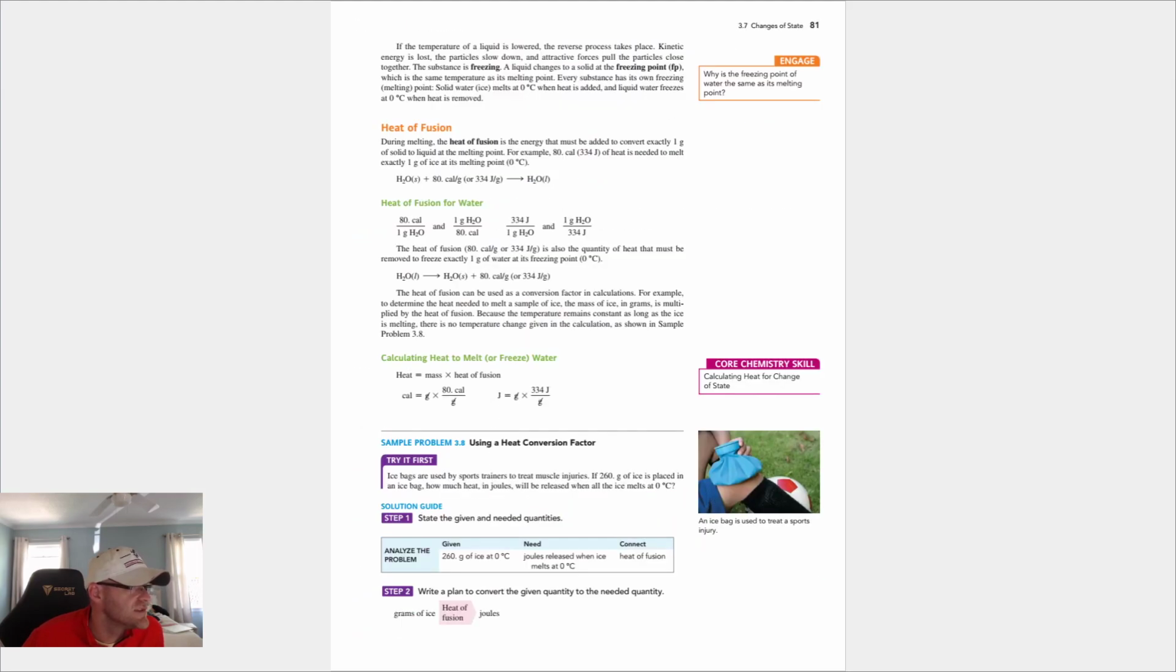Okay. So the heat of fusion is the energy that must be added to convert exactly 1 gram of solid to liquid at the melting point. So energy per 1 gram solid. Okay, so the heat of fusion is the energy it takes for me to transfer something from a solid to a liquid, and it's expressed as an energy over gram. All right, and remember, you can flip this so you can use them in your equations depending on what you're solving for.